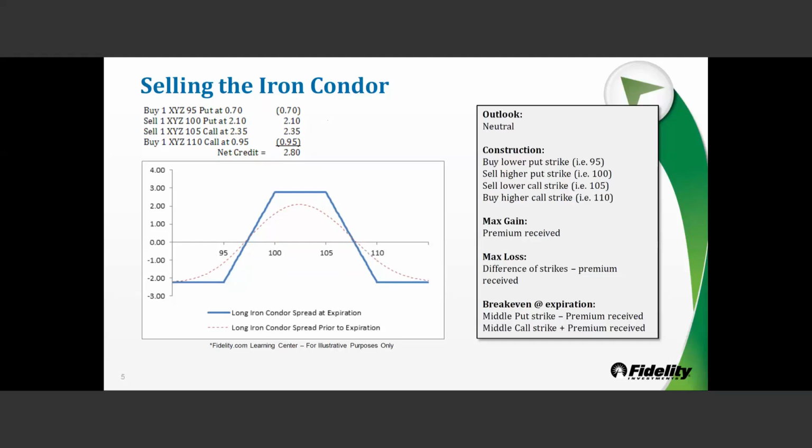But it is called iron because one is on the put side, another one is on the call side. You can have the same diagram all on the call side or all on the put side. You can get the same effect.